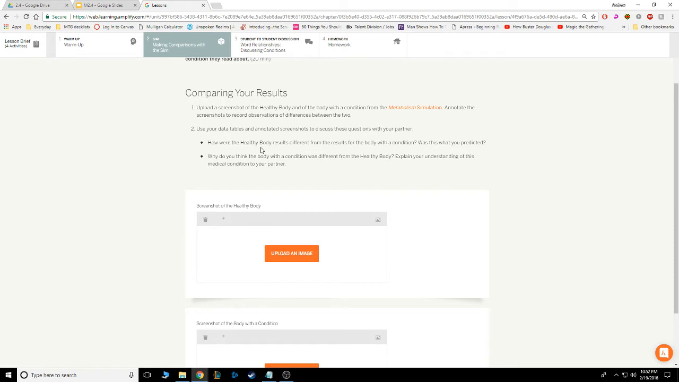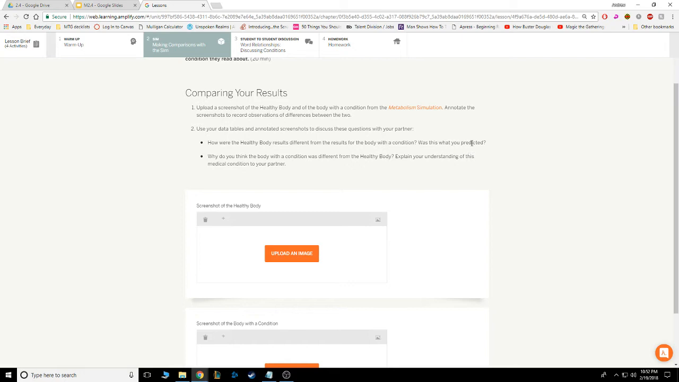How were the healthy body results different from the results of the body with the condition? And was this what you predicted? So it's in two parts. The first part is to look at your data and see what's different about your data. What's noticeably lower or higher on the molecules? And was that what you predicted would happen? Did you think this was going to go the way it did?